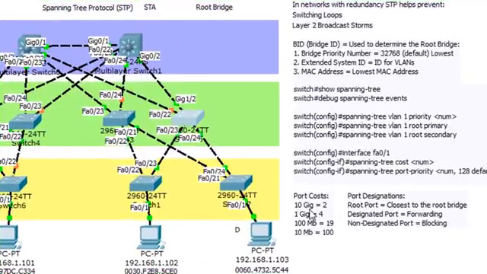A 10 gigabit port gets a cost value of 2. A 1 gigabit port gets a cost value of 4. 100 megabit gets a cost value of 19. And a 10 megabit Ethernet port gets a cost value of 100, right?